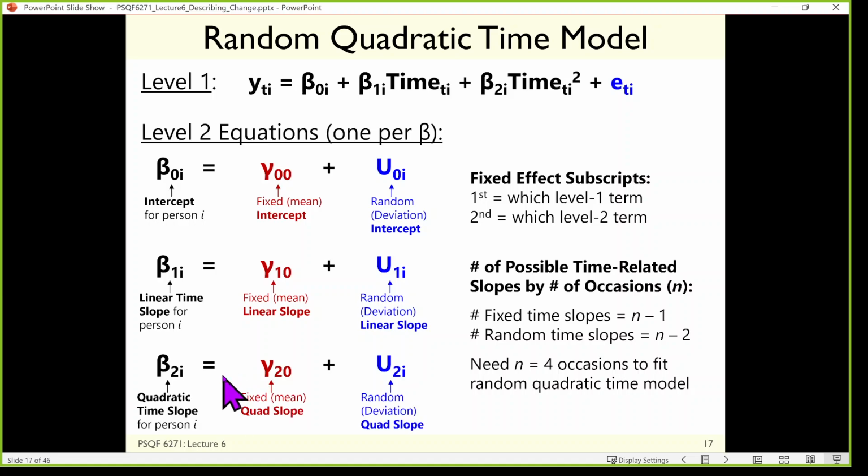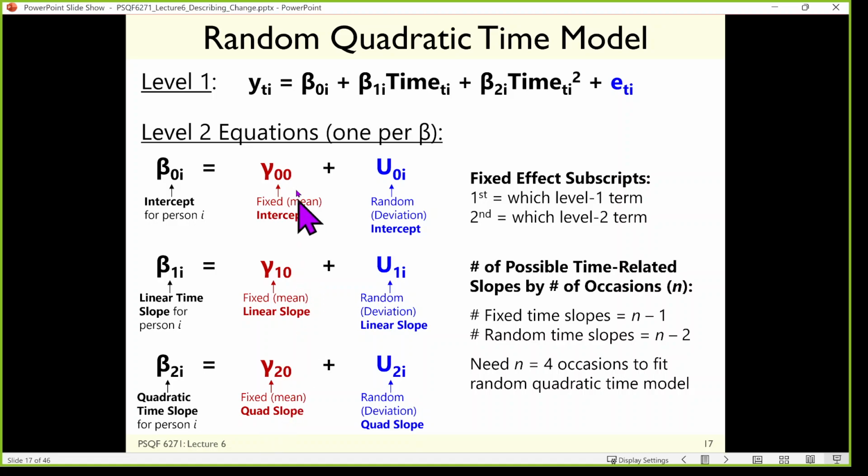One more then, beta 2 is my quadratic time slope, and it has a fixed part, gamma 20, and a random part, U2I. So each of these starts with 0, 1, and 2 because it goes with which beta they're predicting in the level 1 model. Each of the fixed effects ends in a 0 because it is the starting point of that level 2 equation.